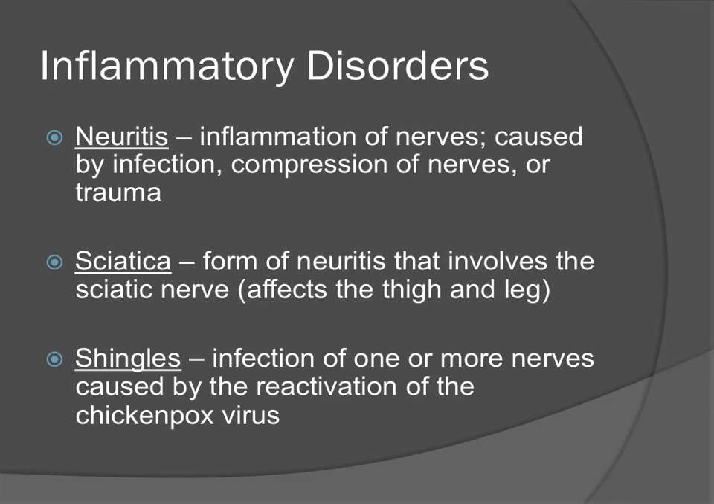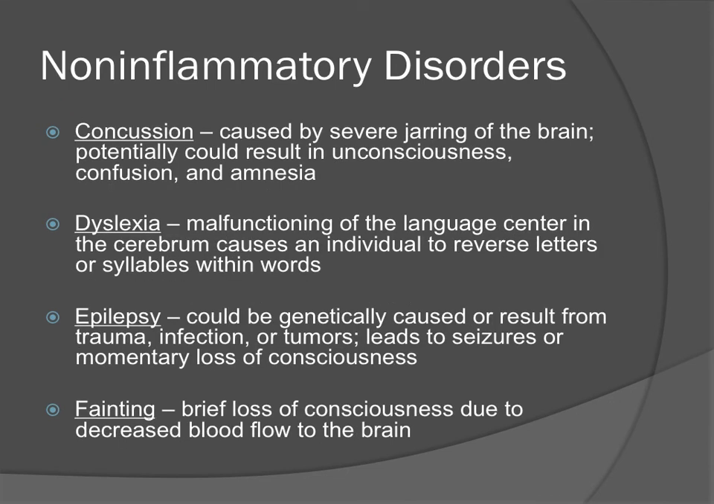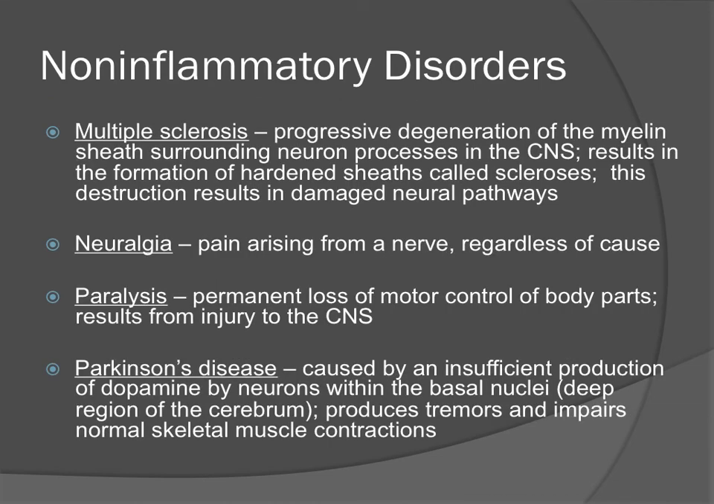And then we have inflammatory disorders. I'm not going to read all of these for you. It's just strictly definitions. But for the next several slides are inflammatory disorders and non-inflammatory disorders. So we've got neuritis, sciatica, and shingles. And then on non-inflammatory disorders, we have Alzheimer's, cerebral palsy, cerebrovascular accidents, also known as CVAs or strokes, coma, concussion, dyslexia, epilepsy, and fainting. Headaches, such as migraine headaches, mental illnesses such as neuroses and psychoses, multiple sclerosis, neuralgia, paralysis, and Parkinson's disease.